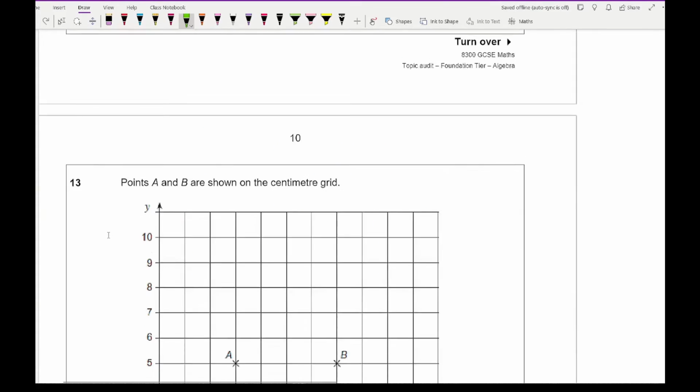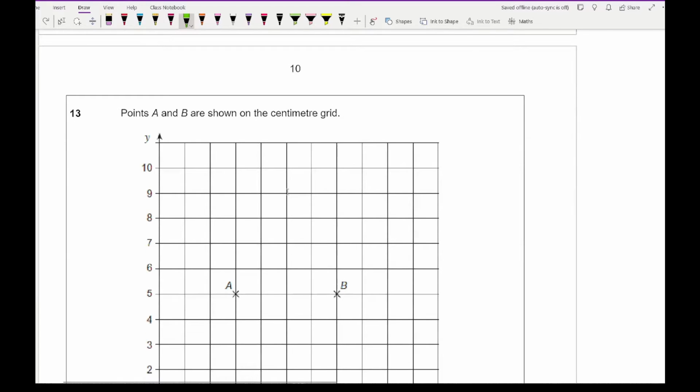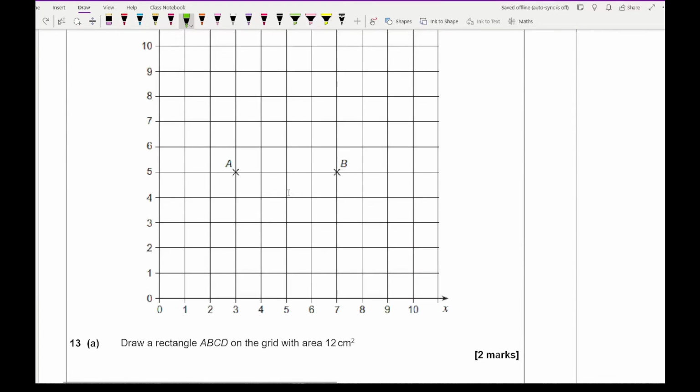Now moving on to question 13, it says points A and B are shown on the centimetre grid. And for part a, it says draw a rectangle ABCD on the grid with area 12. Now with the distance between A and B being 4 squares, 4 times what gives us 12? Well, that's going to be 3. So what we're looking for is either this rectangle here or this rectangle here. So there's going to be a few answers you can give for this particular one.